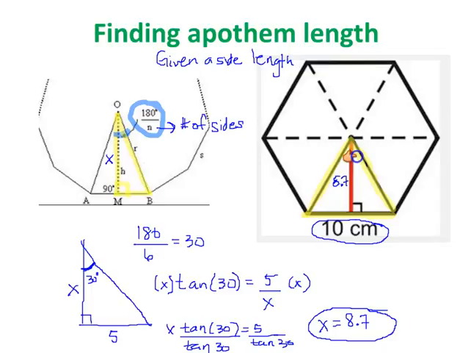Now, to find this angle right here, to use a trig ratio, it's always going to be 180 divided by the number of sides. So write that down. To find this angle right here, it's going to be 180 divided by the number of sides. Knowing how to find that angle measurement is helpful, because then you can use your trig ratio. So write that down in your math notebook. Go ahead and click pause. And then we're going to move on and finish up.